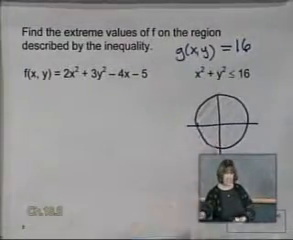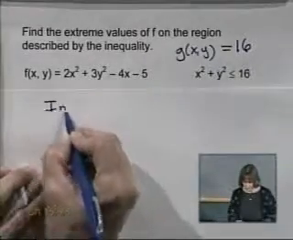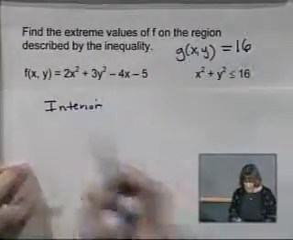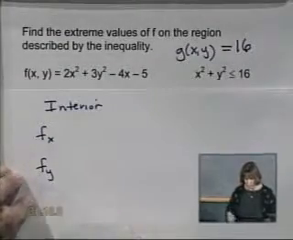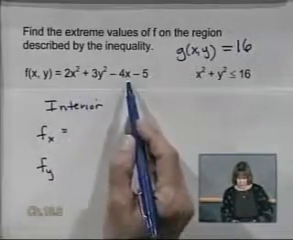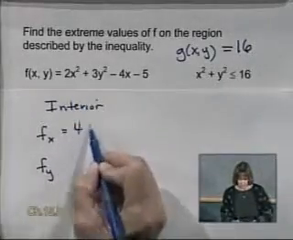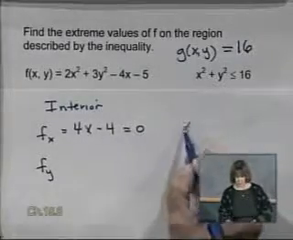In fact, let's do the interior first. For the interior, we need the partial of f with respect to x and the partial of f with respect to y to be 0. Well, let's see. The partial of f with respect to x is 4x minus 4. If I need that to be 0, this is a good problem.